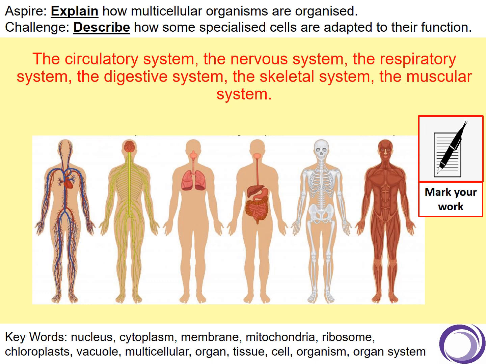The next organ system is the digestive system, which is made up of the esophagus, the stomach, the liver, the pancreas, the small and the large intestines. The next organ system is the skeletal system, which is made up of bones. And the last organ system is the muscular system, which is made up of muscles.